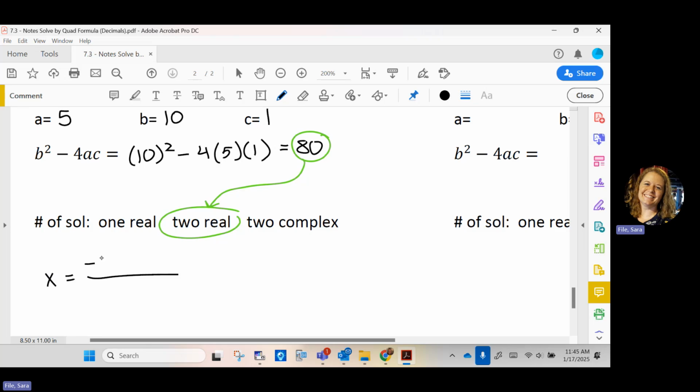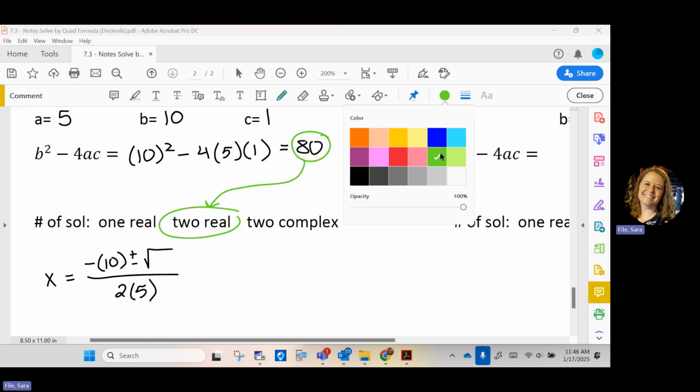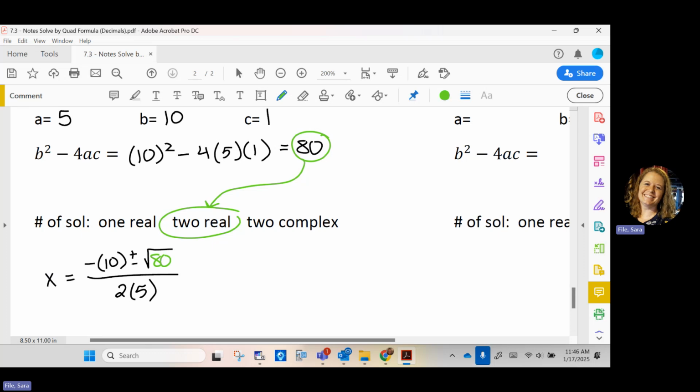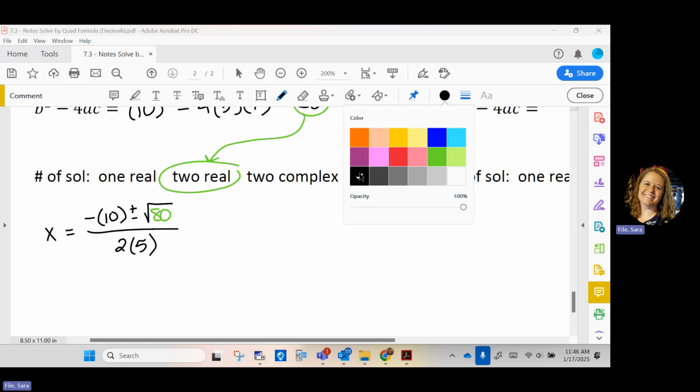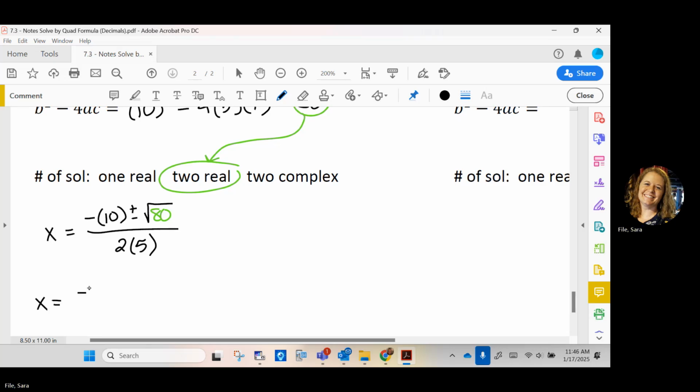So negative b plus or minus the square root, and it's all over 2a, and a is 5 this time. Now what goes under the square root is that 80. And again, 80 is not a perfect square. So that means I'm going to get a decimal, an irrational number. So I'm just going to simplify it a little bit and separate it out. So that is going to be now a negative 10 plus the square root of 80 over, and then the 2 times 5 is 10.